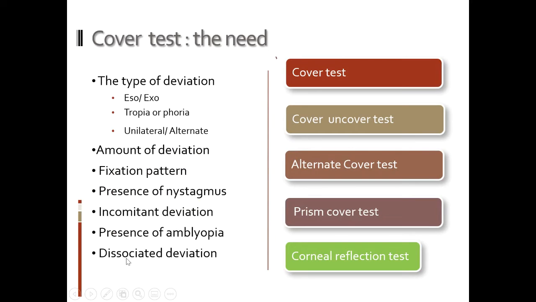So basically, overall cover test encompasses cover test, cover uncover test, alternate cover test, prism cover test, simultaneous prism cover test, a prism adaptation test, and corneal reflection test. So basically cover test encompasses the whole of examination. In short, if we say that cover test tells you everything, or at least most of the things in strabismus, there is nothing wrong in that, because cover test will tell you all these things.